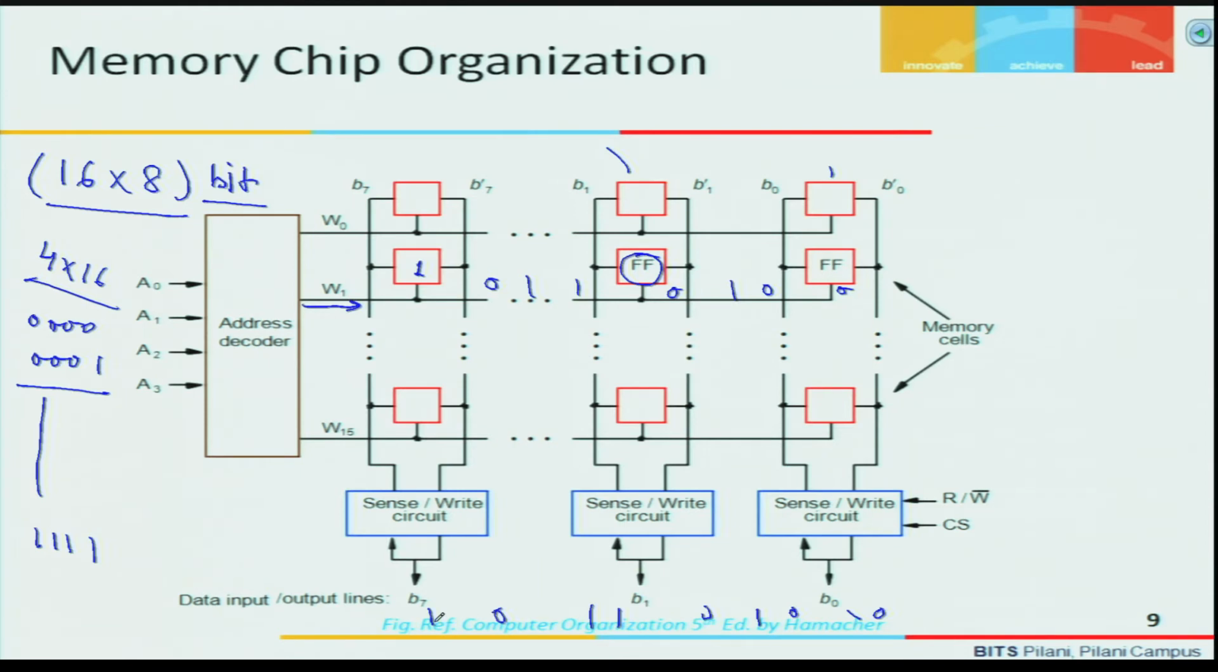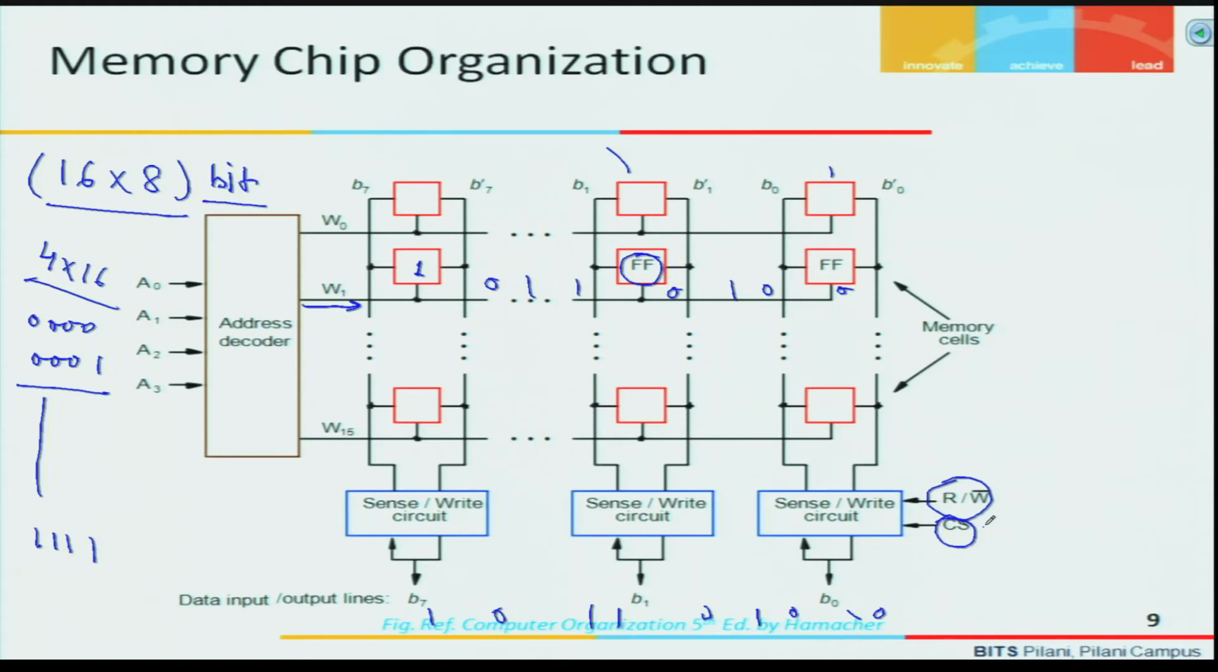Whether the operation is read or write is controlled through the RW control signal, and CS stands for chip select. If the chip select is 1, then operation can be done on this chip, whether it is a read operation or write operation. So, this is a simple construction of a 16 cross 8 bit memory. So, total 128 bit memory.